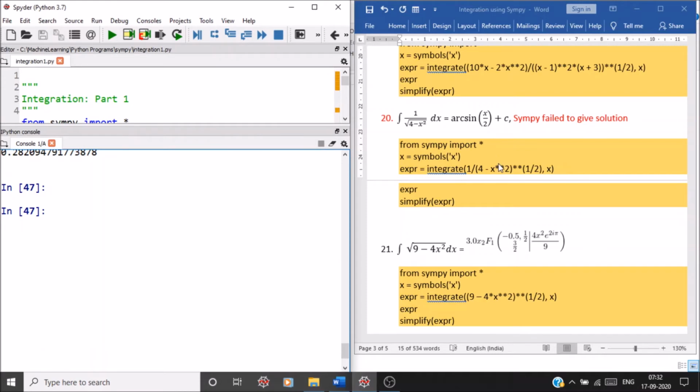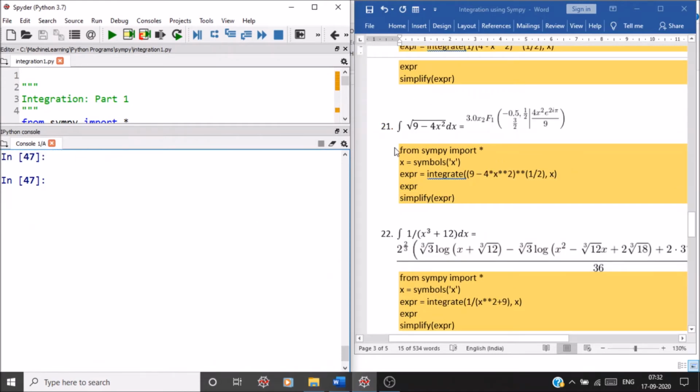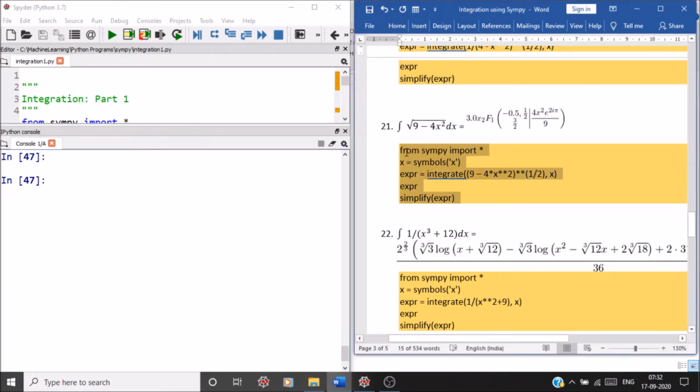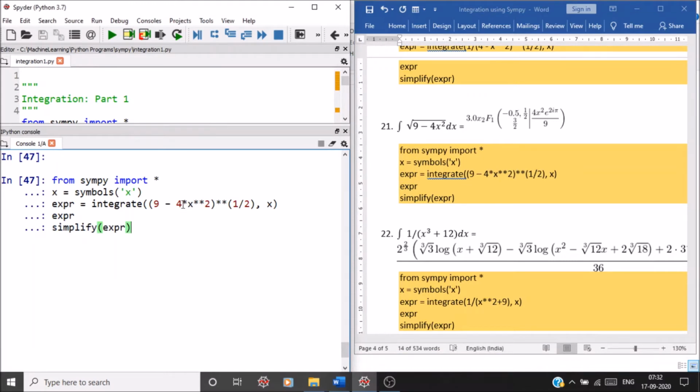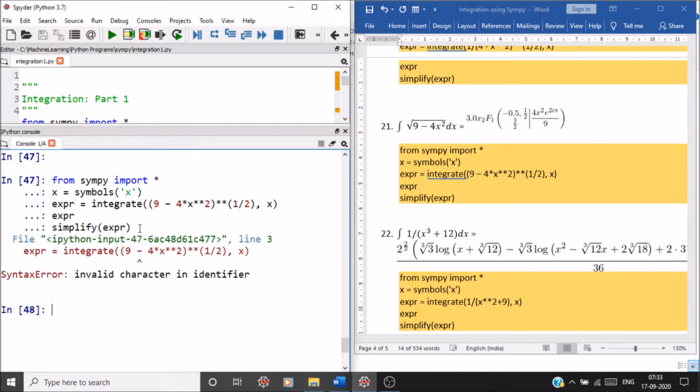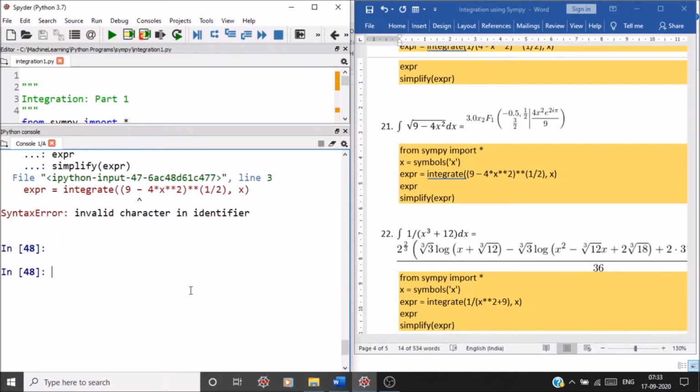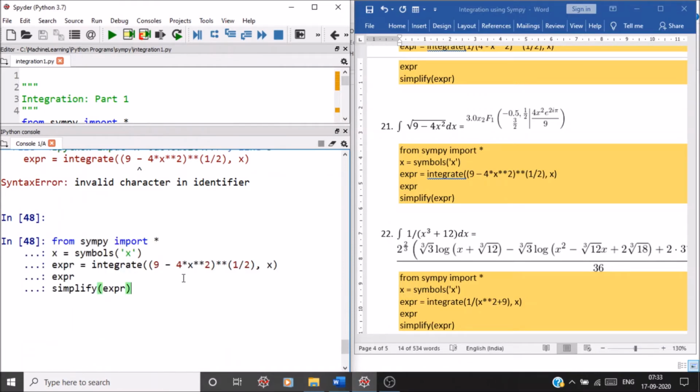Okay, it is integration of square root of 9 minus 4x square dx. Okay, so we can execute it. From SymPy import asterisk, x is equal to symbol x, expression is integrate square root of 9 minus 4x square. So you can see the result if you execute it. Now you can see. Okay, so I think here there should be a minus. Okay, and you can see the result.